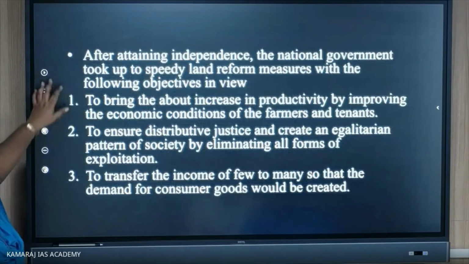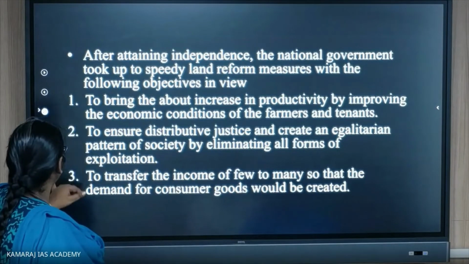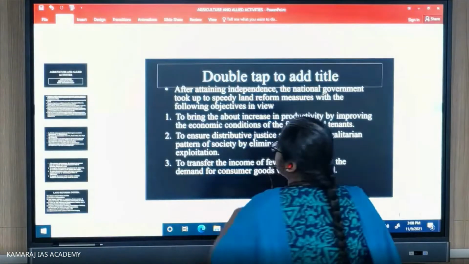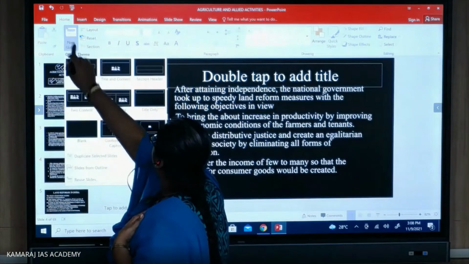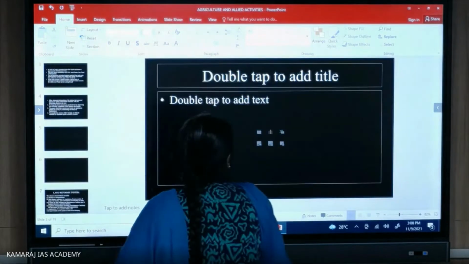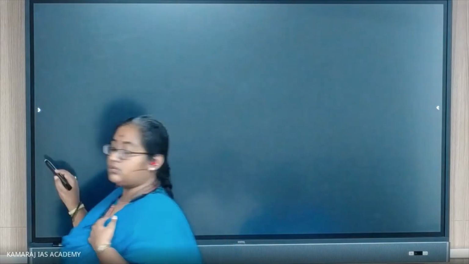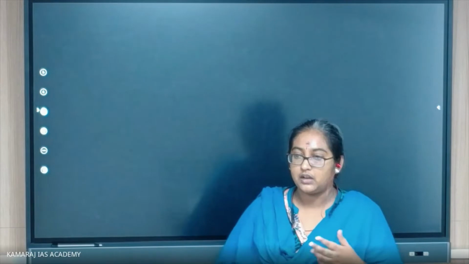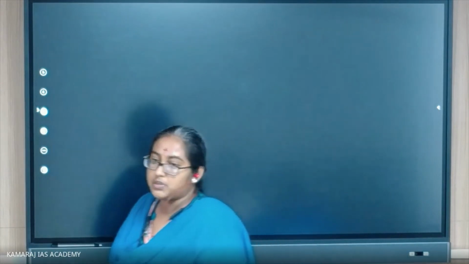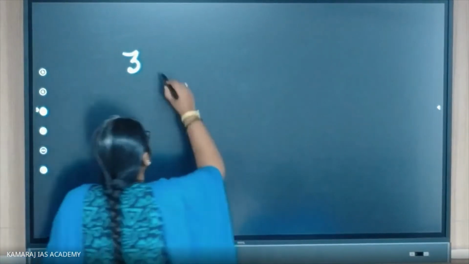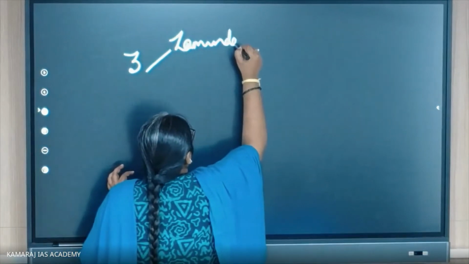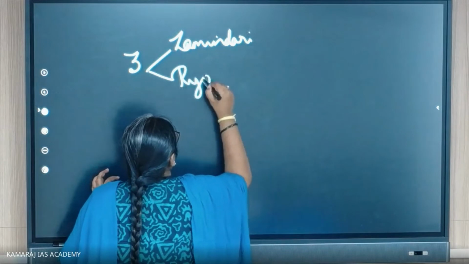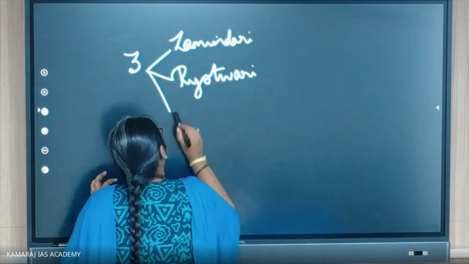So if you see land reforms before independence, during the pre-independence time period, we had three major land tenure systems. When the British came into India, they decided to change the revenue structure of Indian agriculture. I'm not getting into the detail of medieval India. Just understand that during the British colonial era, we had three major tenure systems. One is called Zamindari, another is called Rayatwari, and the other is called Mahalwari.